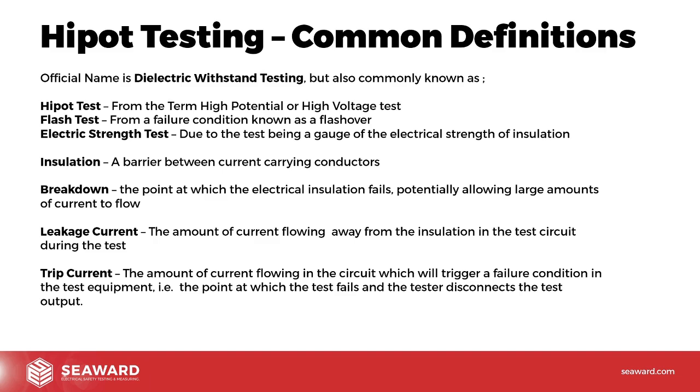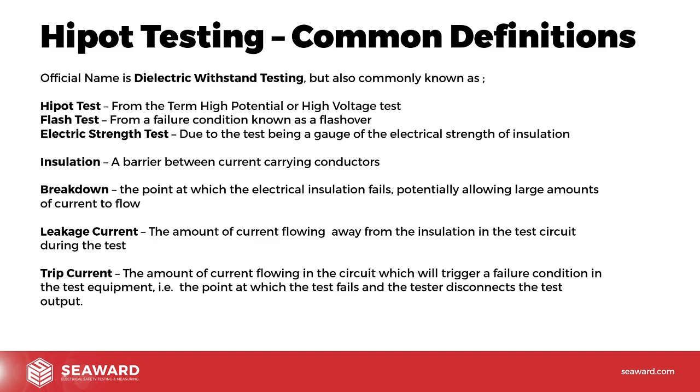the amount of current that the tester is capable of generating, then we get into what we call a trip current. A trip current is the maximum amount of current that will flow before a failure is defined. Now, there are two general setups for a trip current. One is what we call our soft trip, which is the user-defined trip level. So we decide that we will only allow 5 milliamps of leakage. That's often referred to as a soft trip current.